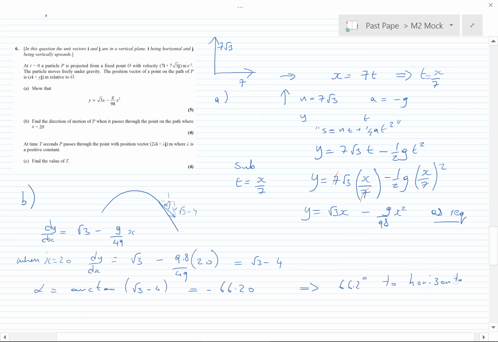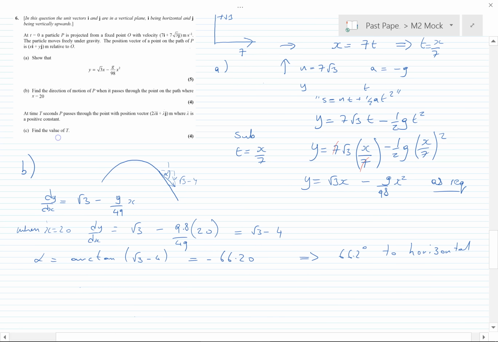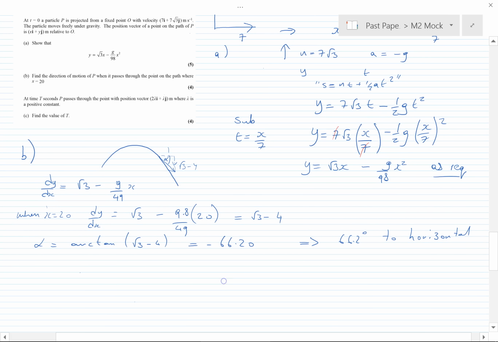I find it's quite a nice way of doing that one, rather than just the standard way of applying v is equal to u plus at and then working out things with the numbers. It doesn't really matter, to be honest. Anyway, there you go. Then part C.